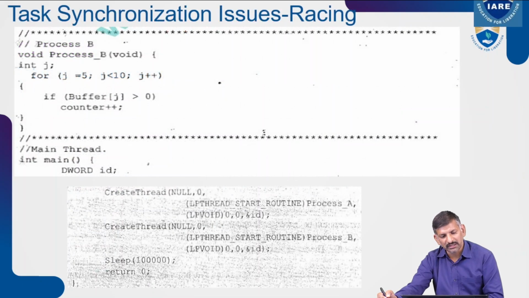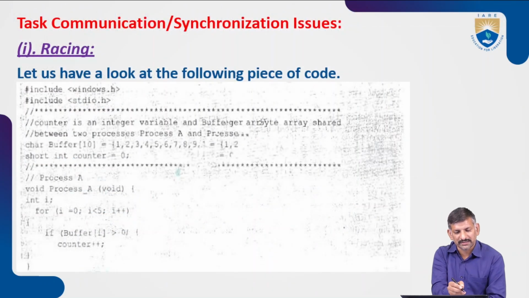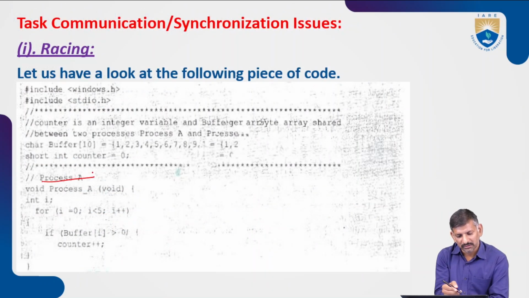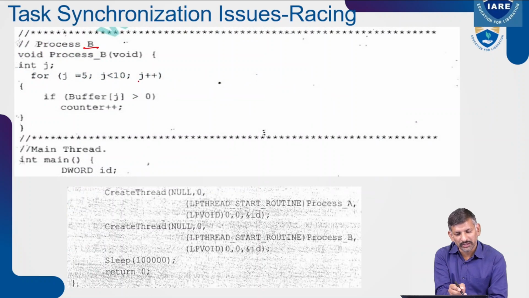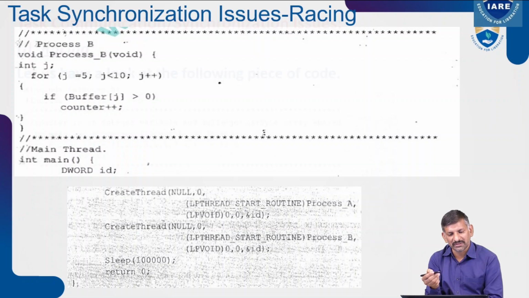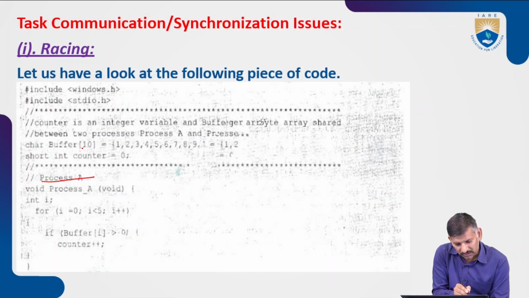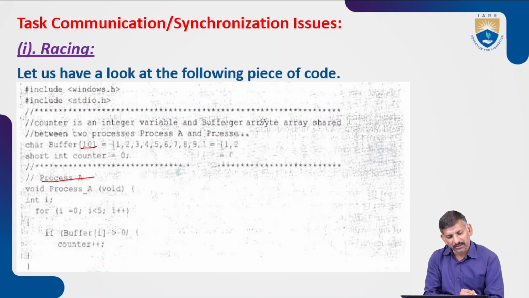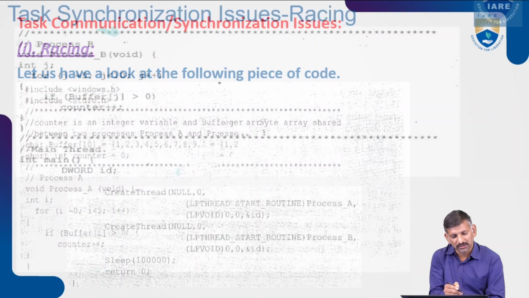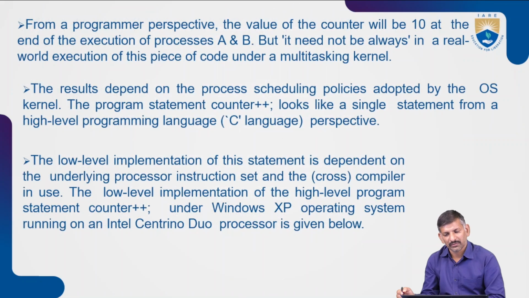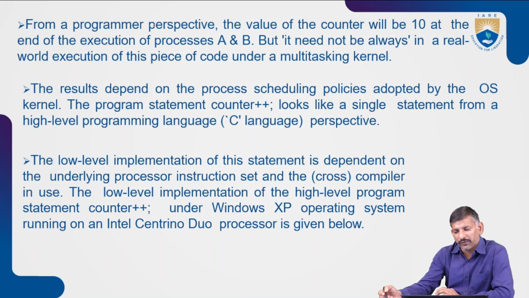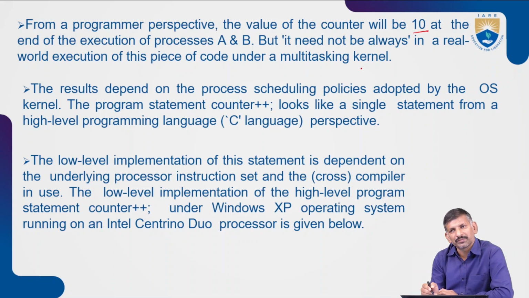Racing. Here we consider two processes. We define process A, doing some increment operation. At the same time, process B is also doing some increment operation. Further, we are taking a buffer. Initially, the buffer is 0, and the buffer size we are considering here is 10. So process A is doing an increment operation, and process B is doing an increment operation. From a programmer's point of view, the value of the counter will be 10 at the end of the execution of processes A and B.